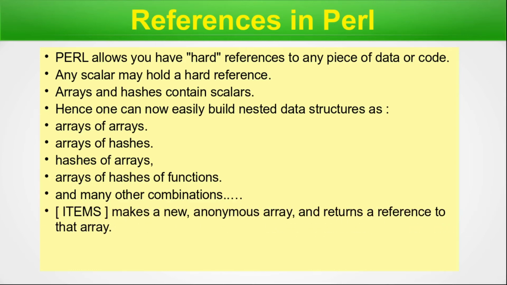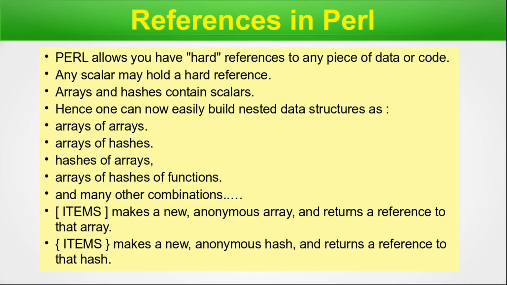If we put items within square brackets, it makes a new anonymous array and returns a reference to that array. So if we put array elements there and on the left-hand side we have a scalar, that scalar will become a pointer to an anonymous array. Then if we use curly brackets and inside put a list of things, and on the left-hand side of the equal to sign we have a scalar, that makes an anonymous hash and it returns a reference to the hash.